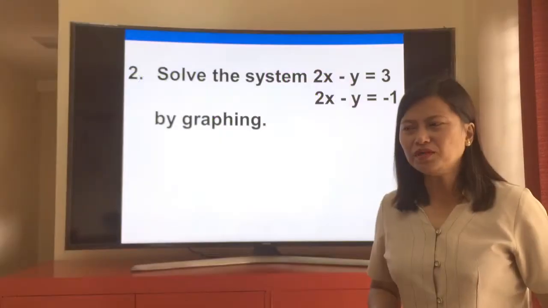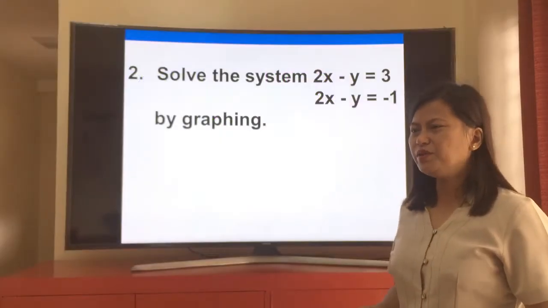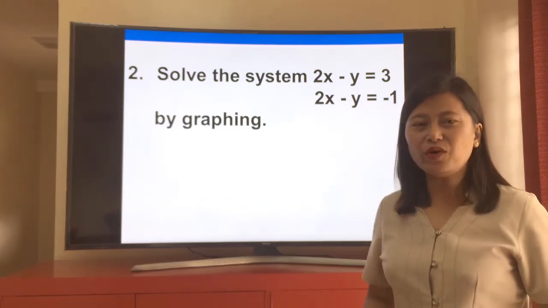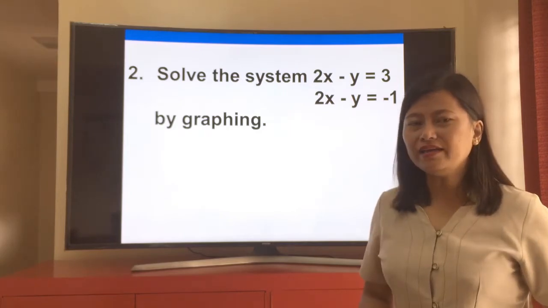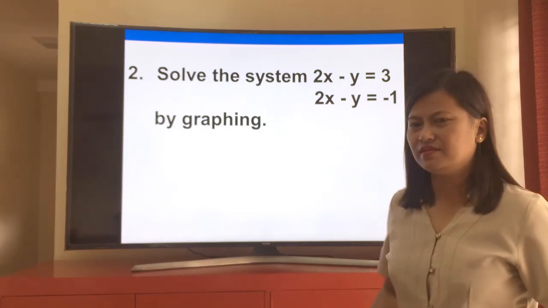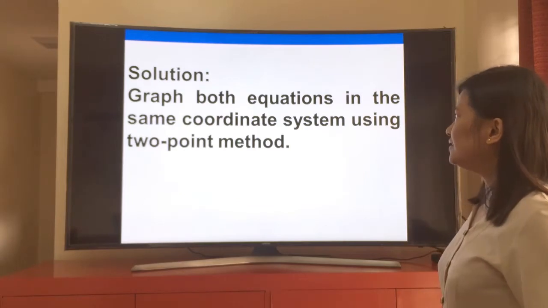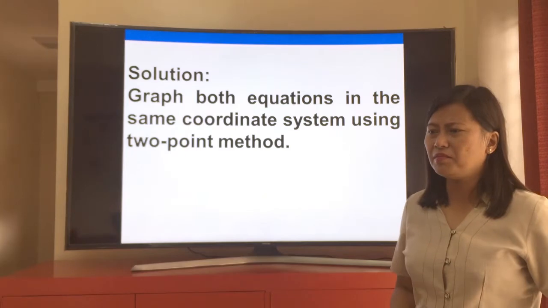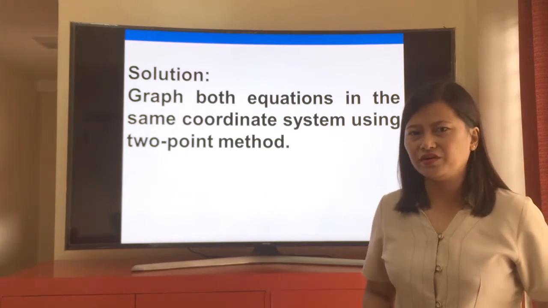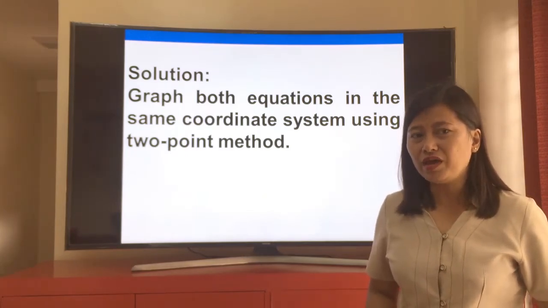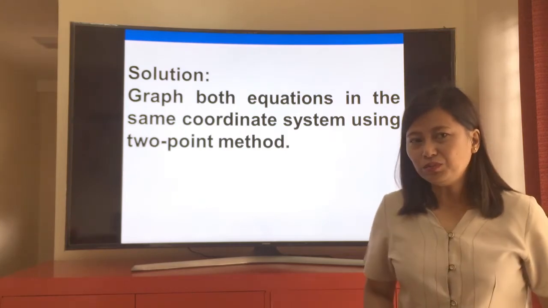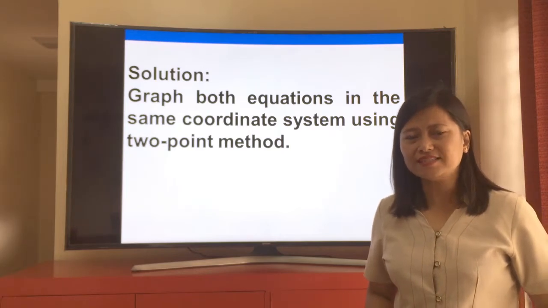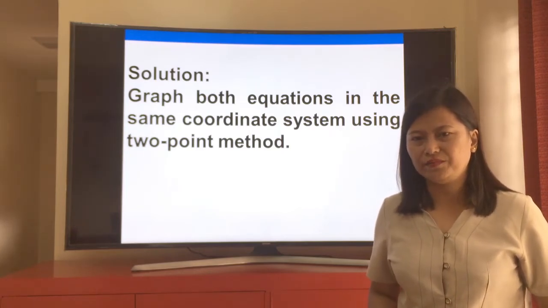Let's have example 2. Solve the system 2x minus y equals 3 and 2x minus y is equal to negative 1 by graphing. Solution: graph both equations in the same coordinate system using the 2-point method. So this time we will make use of the 2-point method. So assign any value of x and solve for y.